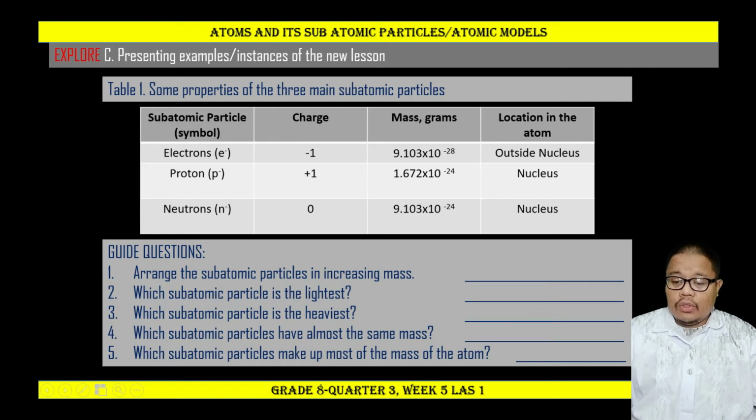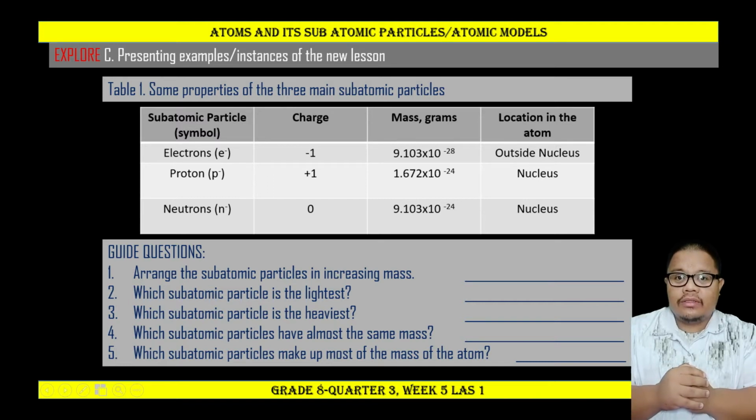Next is neutrons. Symbol n, exponent 0. Charge 0 or neutral. Mass, 1.675 times 10 raised to the power of -24. Location in the atom, inside the nucleus.